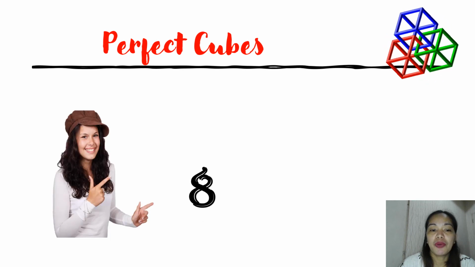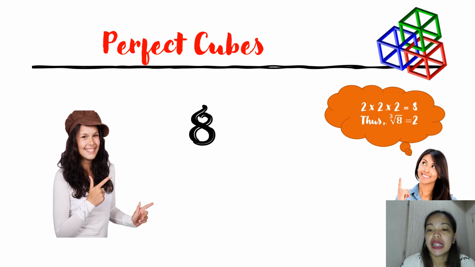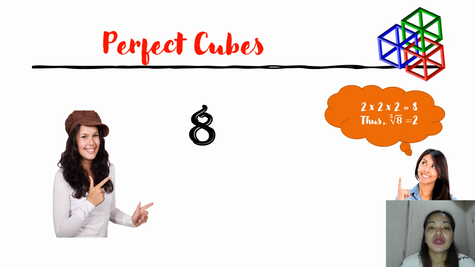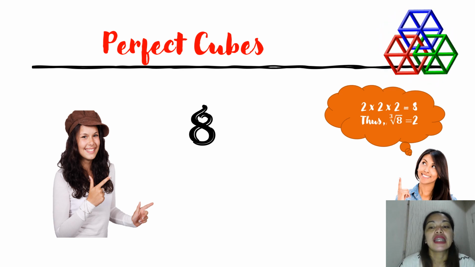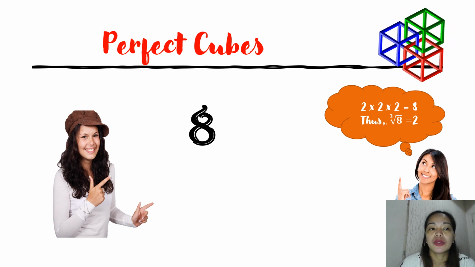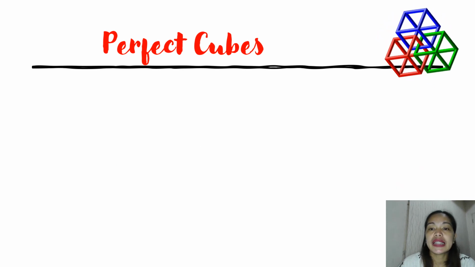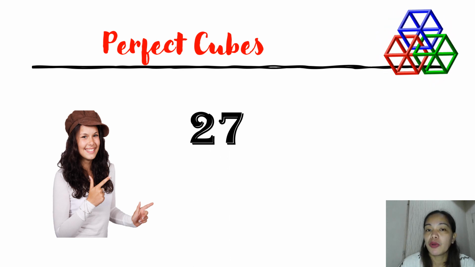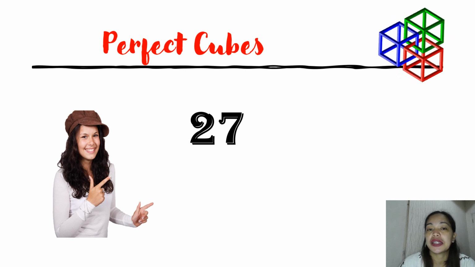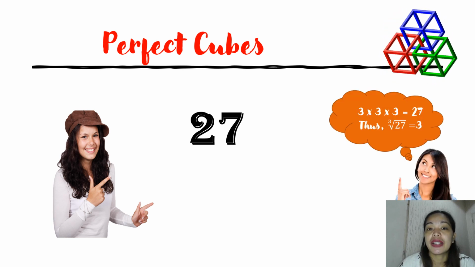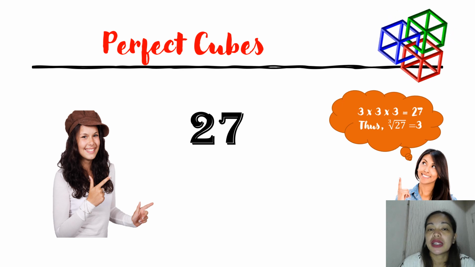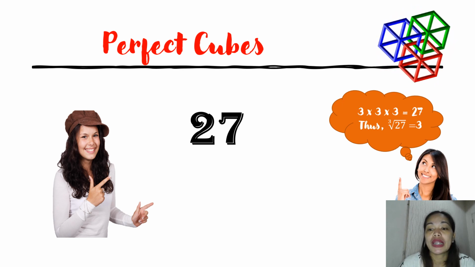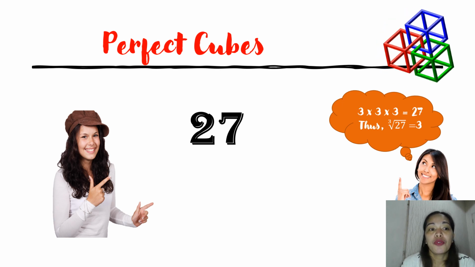Our next example is 8. Bakit? Kasi pag tinimes mo yung 2 ng tatlong beses sa sarili niya, 2 times 2 times 2 is equal to 8. Kaya nga, the cube root of 8 is equal to 2. Okay, another example is 27. So, ano yung number na pag tinimes mo ng tatlong beses sa sarili niya, the answer is 27. And that is 3. 3 times 3 times 3 is equal to 27. So, the cube root of 27 is equal to 3.